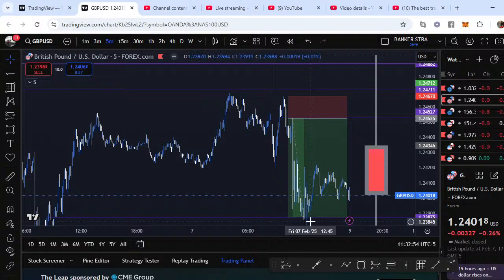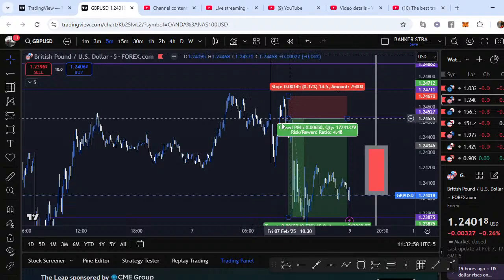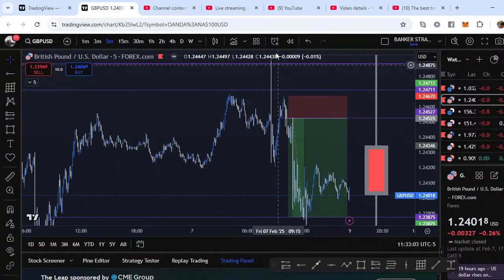You're done. Consolidation, or you could call this consolidation, manipulation to get buyers to go up higher, and then expansion.